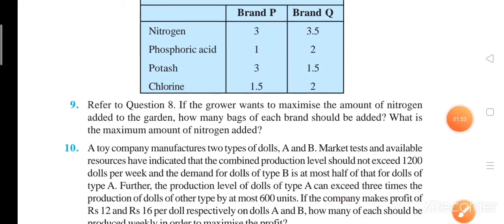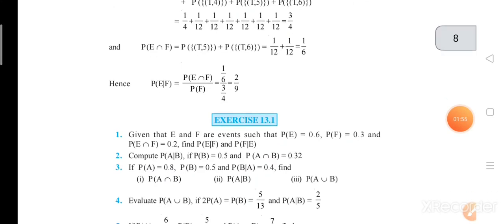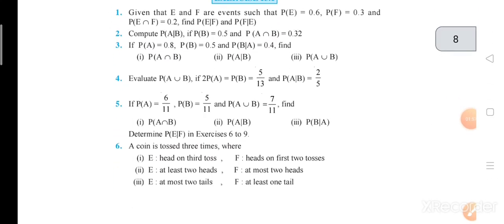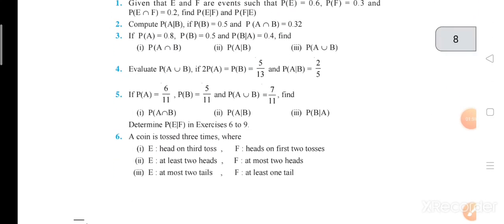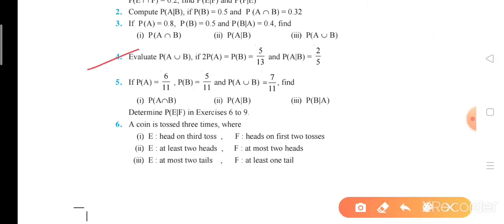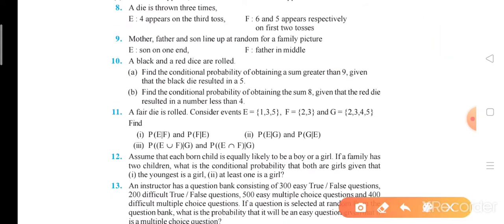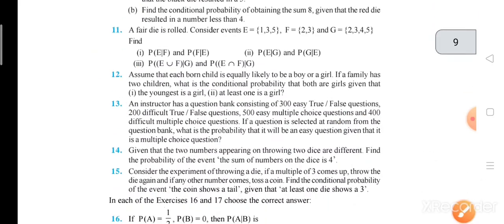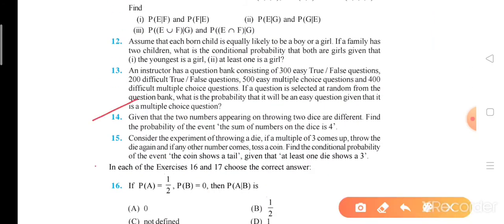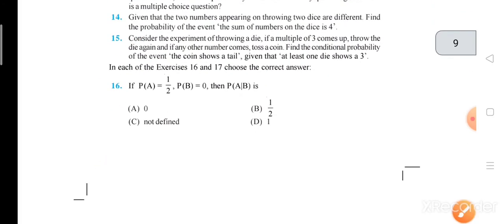Now last chapter, probability, all examples before 13.1. Surely one question of conditional probability will come in your exam. So we are doing here question number 4 and 5. And then we have question number 9, 10, 12. Then problems 14 and 15. You have to do these problems.